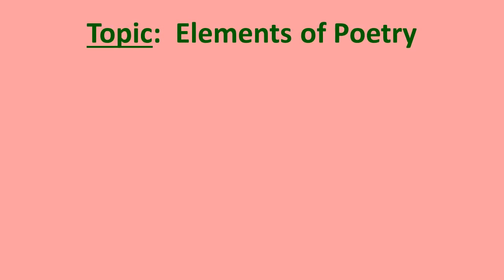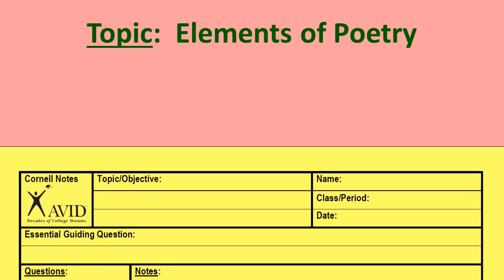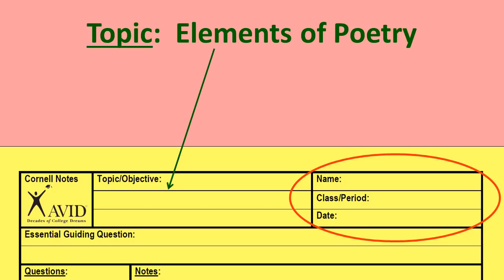The first thing we'll need is a set of Cornell notes like this one. We'll be using a set of fill-in-the-blank closed notes like this one in class, but any old sheet of paper will do. You'll want to begin by writing your name, class and period, and date in the upper right-hand corner. The next thing you'll want to do is write the topic at the top of the page, just to the left of where you wrote your name, right about here. The topic, of course, is the elements of poetry.